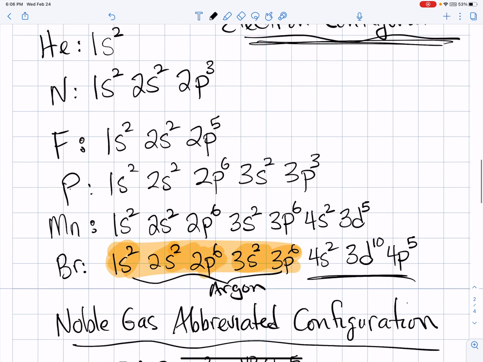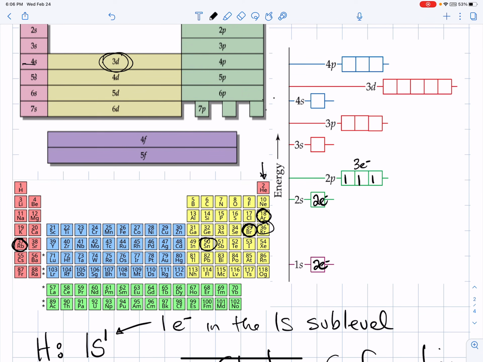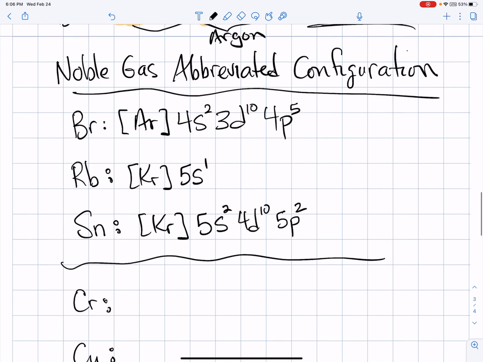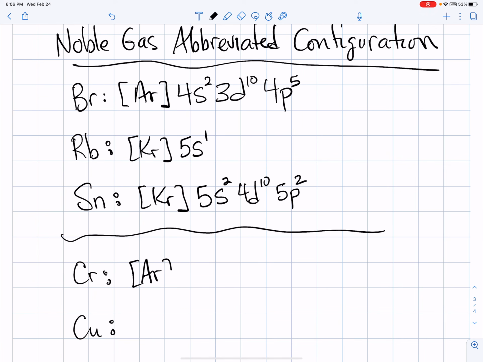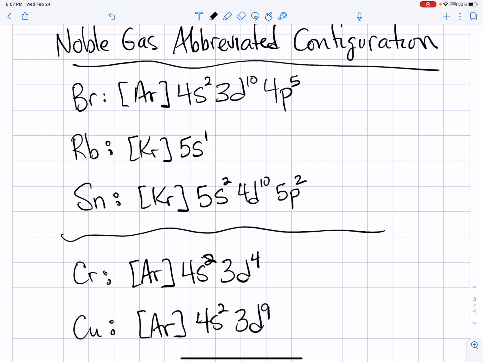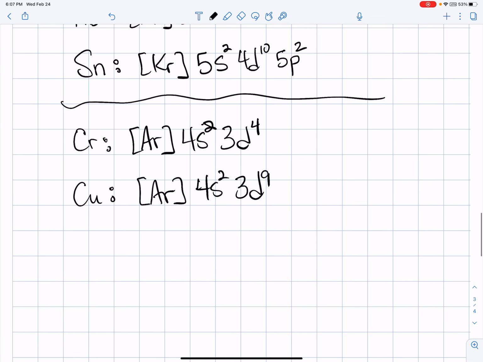Okay, so chromium is in the first row, so is copper, of the transition metals. It's in the first row of the 3d block. So the last noble gas would have been argon, Ar. So we'll say chromium, we would think, is argon 4s2 and then 3d4. It's the fourth element in the d block. Copper, you would have thought, was argon 4s2 and 3d9. That's what you would think. I hope you understand that.